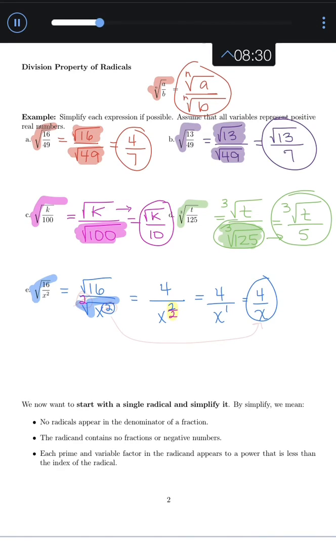Another way you could have done this exact same problem is remembering that square roots and squares will actually just cancel one another out, leaving you with just the x underneath. Either way, as long as you're getting to the same answer, that's all that matters.